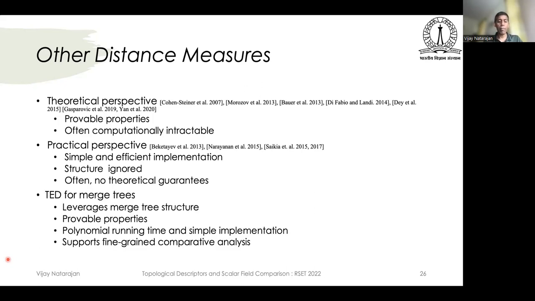TED is a good middle ground. It leverages the merge tree structure and is hence sensitive to the structure of the tree. There are some provable properties. The metric property is one. The runtime is good. It's polynomial. The implementation is based on a simple dynamic programming table, quick to implement, and it can even be implemented using existing libraries that support matching and so on. Further, TED or MTED supports finer grained analysis for comparisons.